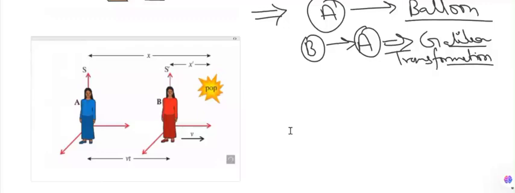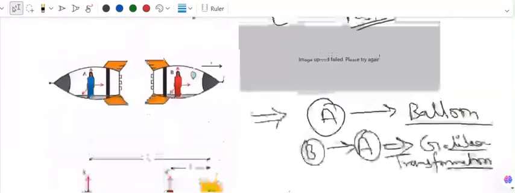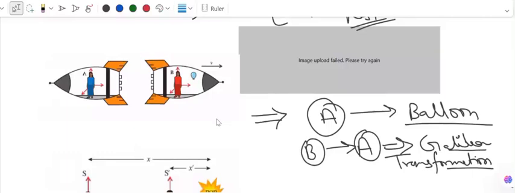Check this picture. So I was telling, let's say the thing is going in this direction for B. A was standing stationary, right? Yes, ma'am. A is standing stationary, B is going in this direction.